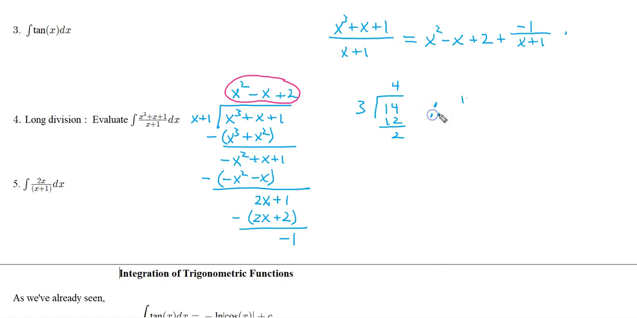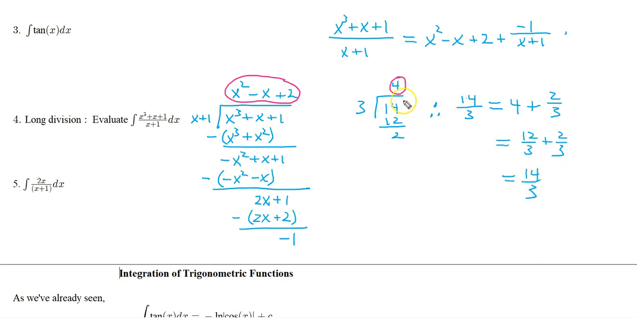So what that tells us is that 14 thirds is equal to 4 plus the remainder 2 over 3. And you see, if you simplify this right-hand side by finding a common denominator, let's see, 4 is going to be 12 thirds plus 2 thirds, you recover back 14 thirds.